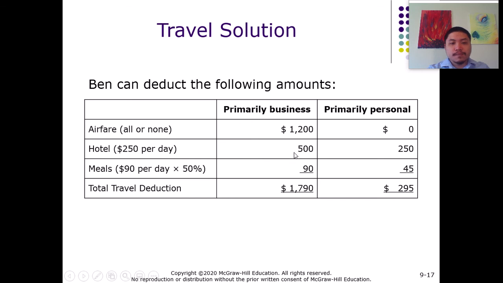And then for the hotel, it's going to be just for the days that the taxpayer stayed for business purposes. In the first scenario, the taxpayer spent 2 days attending the business meeting and then 1 day doing personal activities. So the rate is $250 per day, so he can deduct $500 for the days that he attends the business meeting. And for meals, it's 50%.